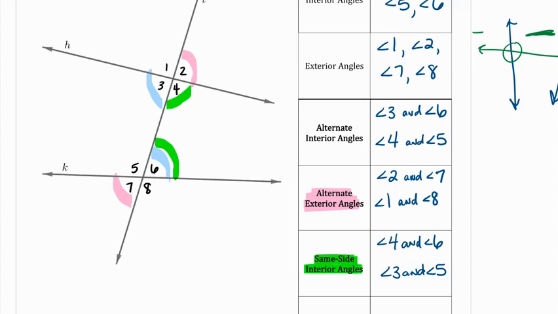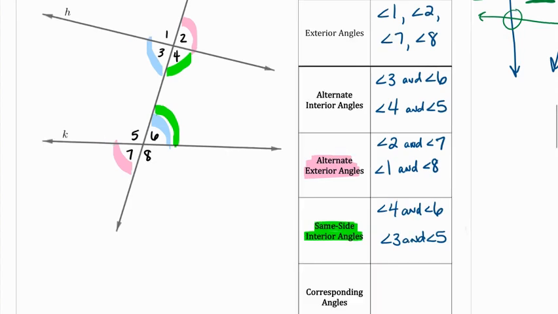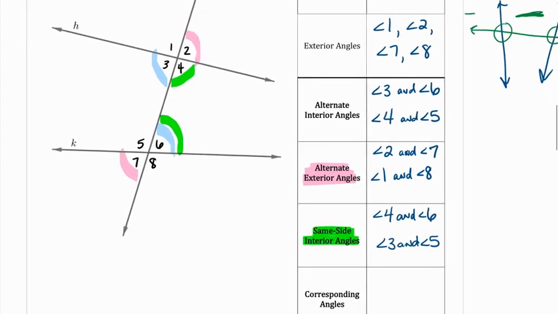Get my color to change. Come on. It does not want to cooperate with me tonight, guys. I'm sorry. Come on.